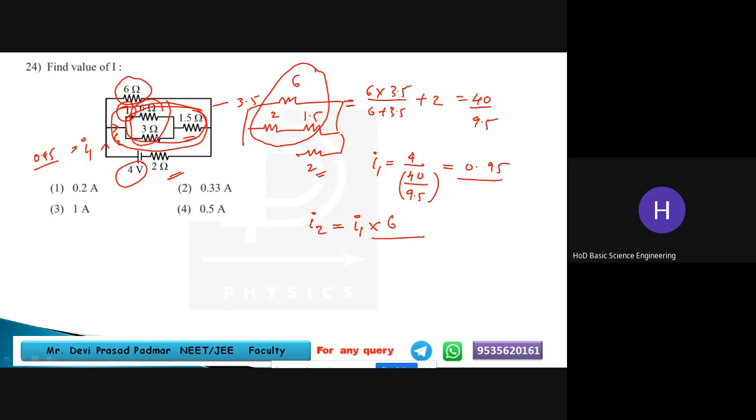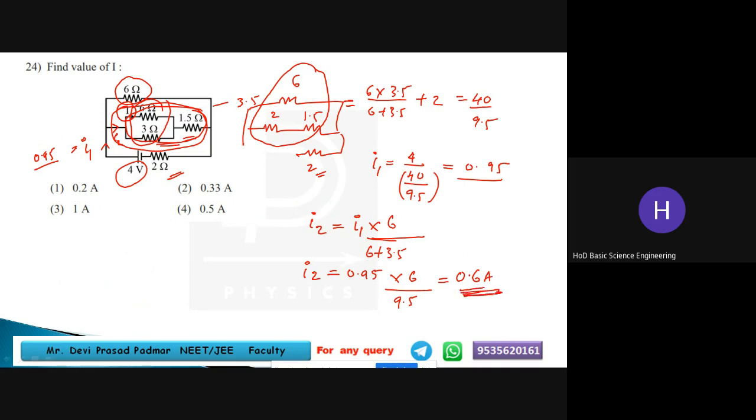What is total resistance? This is 3.5, right? This branch has resistance 3.5, and this is 6. So 6 plus 3.5. So what do you get? I2 equals 0.95 into 6 divided by 9.5. So that means I2 will be 0.6 ampere.